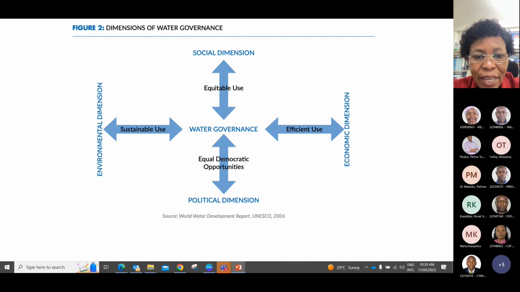That's just a diagram of the dimensions of water governance and sanitation, of course, that I have just explained. On top, you have social dimension, and I explained you have the equitable use. Then you ensure, if you have that, then you are attributing to water governance, and then you have the political dimension, economic and environmental. I wouldn't repeat myself. We can move to next, please.